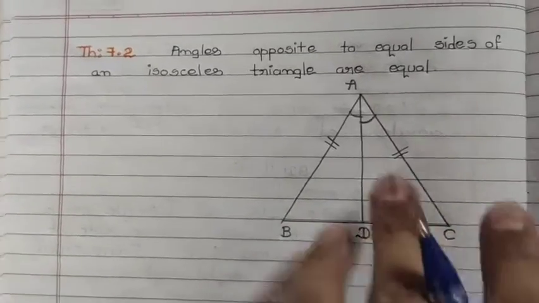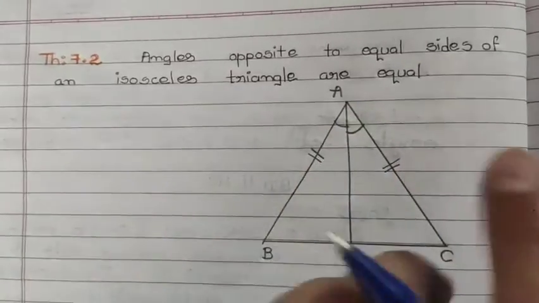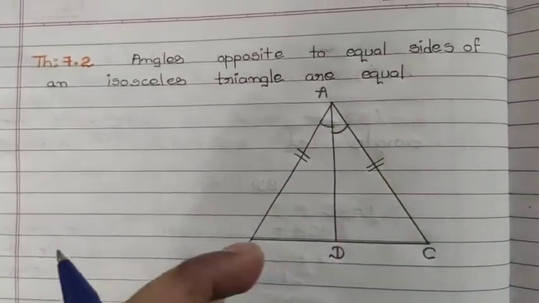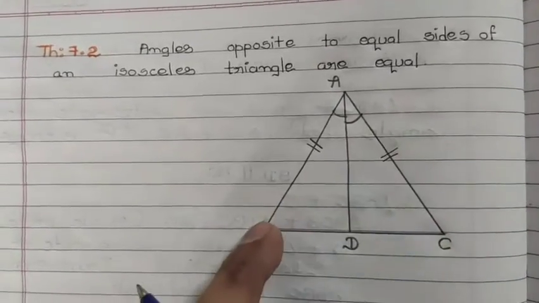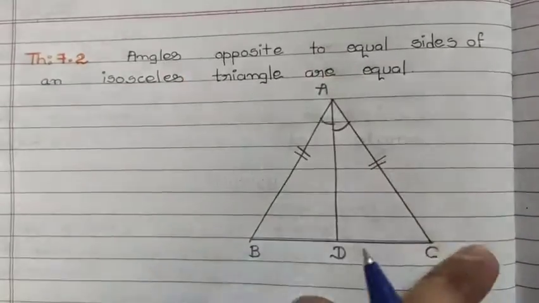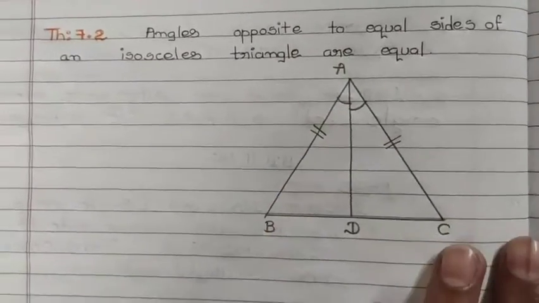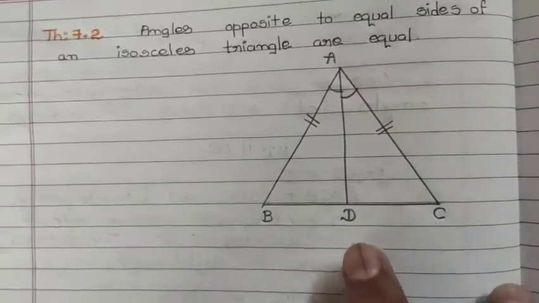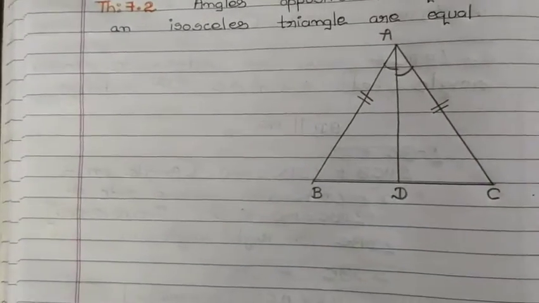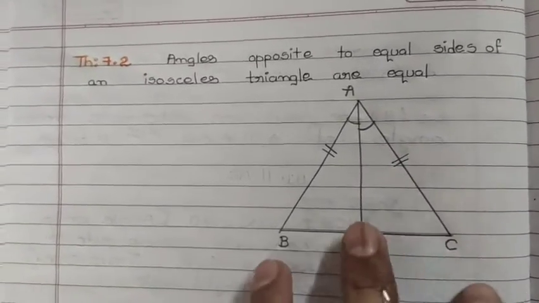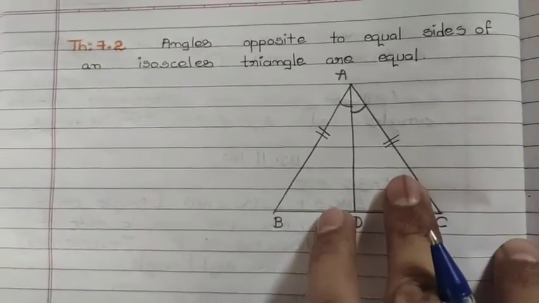Here one triangle is drawn, triangle ABC, that is an isosceles triangle, and here AB is equal to AC. We have to prove that the angle opposite side AC, which is B, and the angle opposite AB, which is C, are the same. That means we have to prove angle B is equal to angle C. That is the most important theorem, and it can be asked for a 3-mark question.